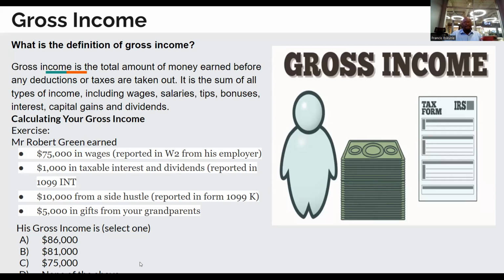Mr. Robert Green earns $75,000 in wages, $1,000 in taxable interest and dividends reported on a 1099-INT, $10,000 from side hustle, and $5,000 in gift from grandparents. How much is Mr. Green's gross income? Okay, somebody says it's A. The correct answer is A. The correct answer is A. Let me know the people that got it right.